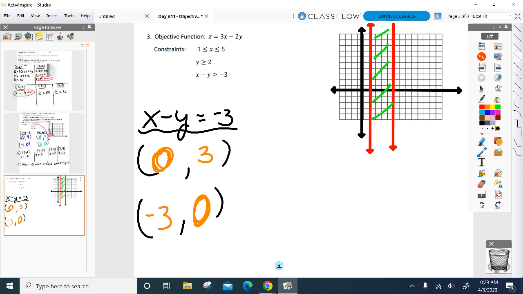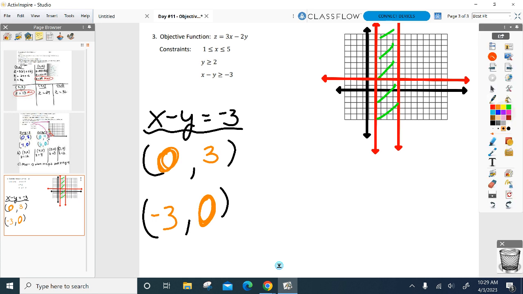All right, so let's go to that horizontal line going through 2. Above or below this one? Does 0 work? No, it doesn't, right? 0 is not greater than 2, so I do not want to shade towards 0, 0. I want to shade away, which is above. And remember, when we say above, I'm only shaded above and in between my two vertical lines. There's no reason to shade anywhere else. Solution's not going to be there.